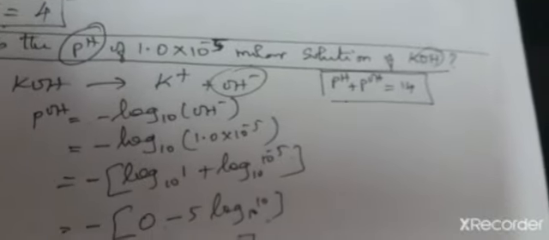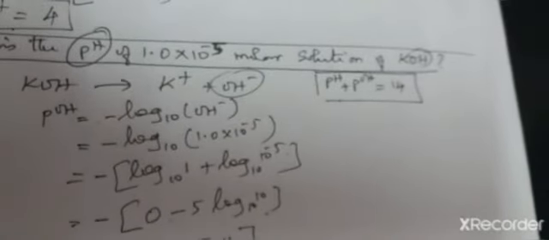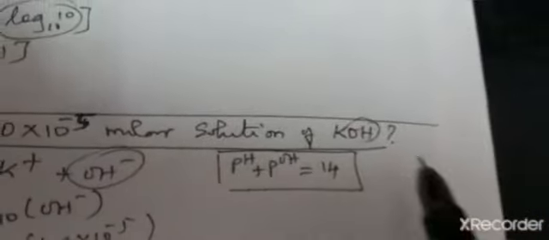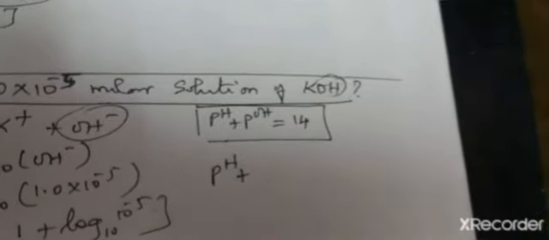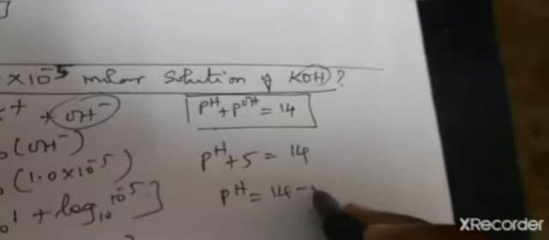Now see, what they asked to calculate is pH. But pOH is calculated. So from the pOH we can calculate pH using the relationship between pH and pOH. That is, pH plus pOH is always equal to 14. So pH plus the value of pOH, 5, is equal to 14. So pH is equal to 14 minus 5. pH is equal to 9. So by simple calculation using the formula you can easily derive it.